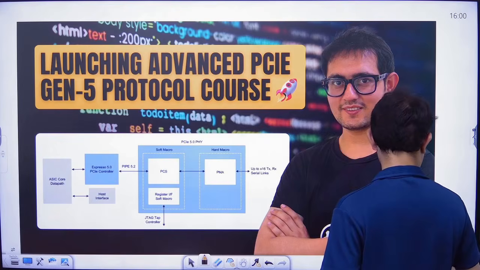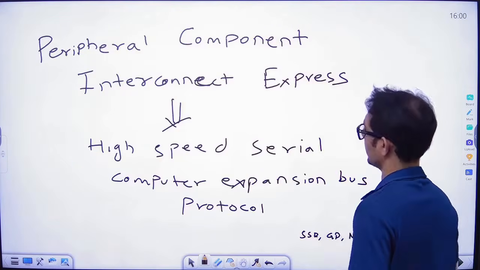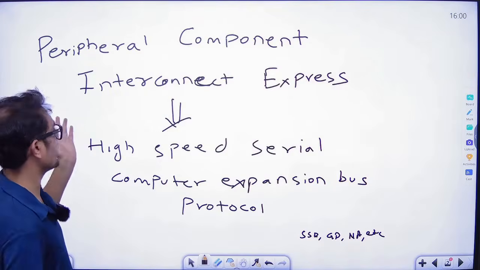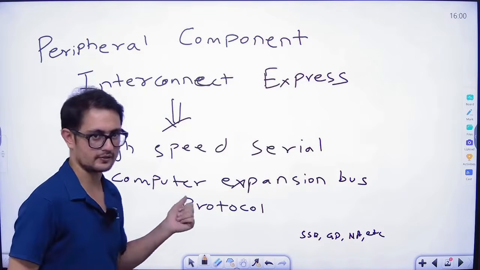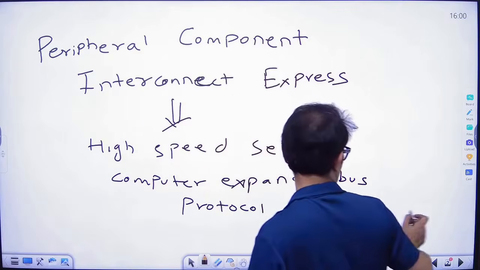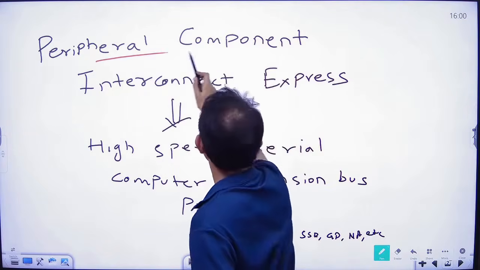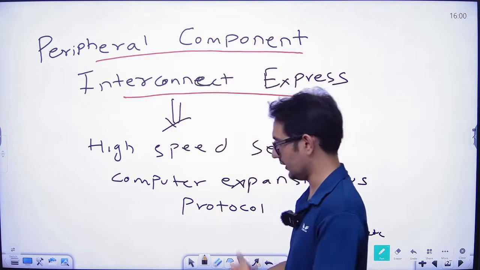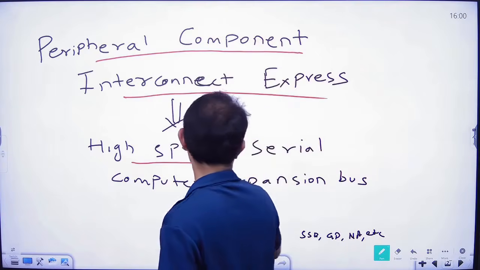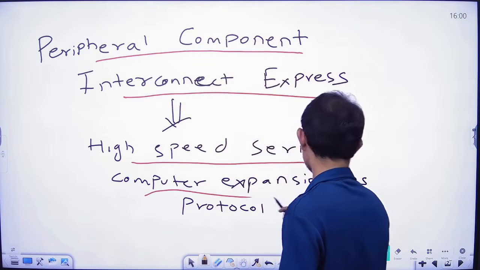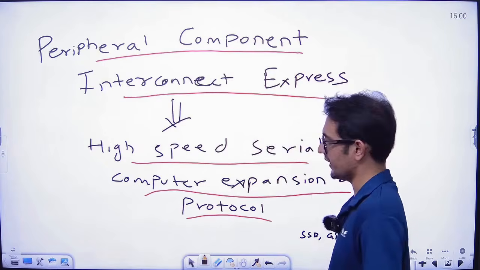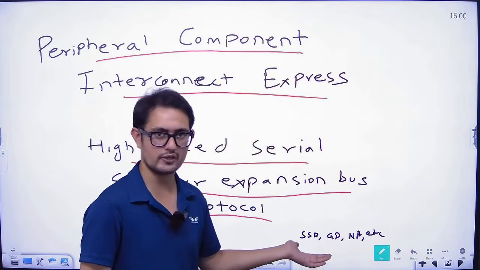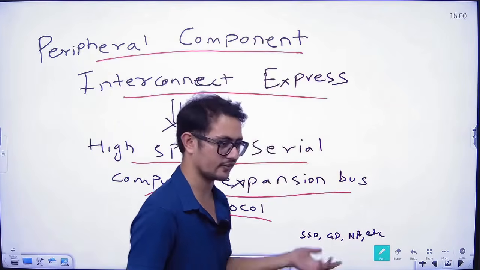So let us see what PCIe is. What is the full form of PCIe? Peripheral Component Interconnect Express is the full form. It is a high speed serial computer expansion bus protocol, and it is useful to connect hardware components like SSDs, graphics cards, or network adapters, etc.